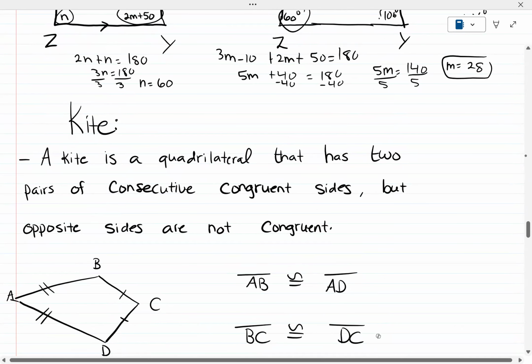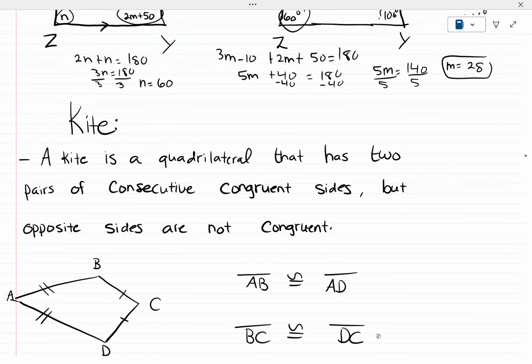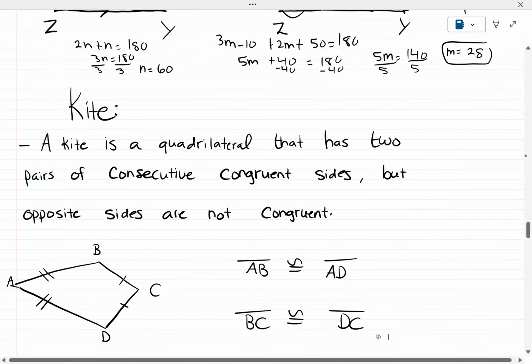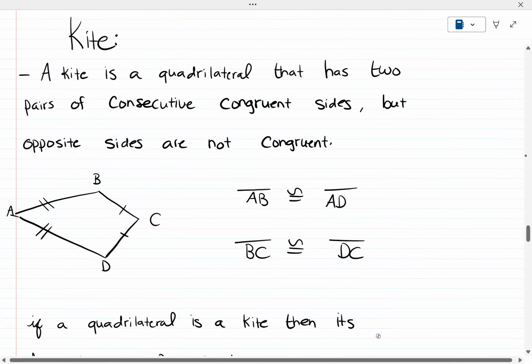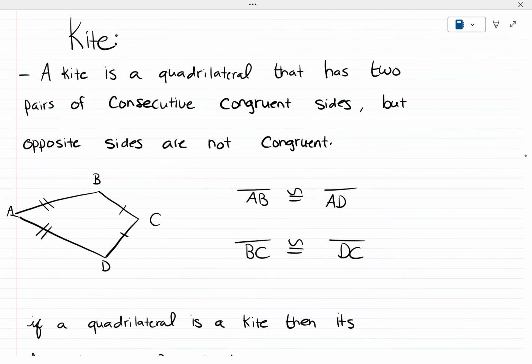A kite. So a kite is a quadrilateral that has two pairs of consecutive congruent sides, but opposite sides are not congruent. So here you have a kite. It's technically a quadrilateral, and a kite has two pairs of consecutive congruent sides, but opposite sides are not congruent. So not all sides are congruent. Only this side should be congruent with this side, and then this side is congruent with this side, right? So line segment AB is congruent to line segment AD, and line segment BC is congruent to line segment DC.